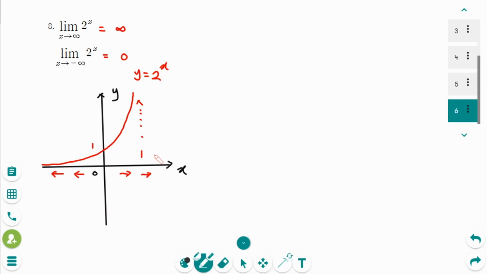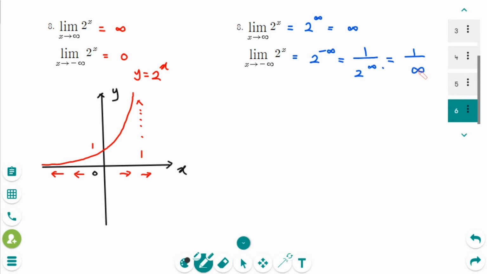But what if you forgot what this graph looks like? Simply plug numbers into x. So how about this one? 2 to the power of infinity makes infinity. And how about this one? It's minus infinity, then make a positive fraction form, like this. 1 over infinity, which is 0. So we have the same answer like this.